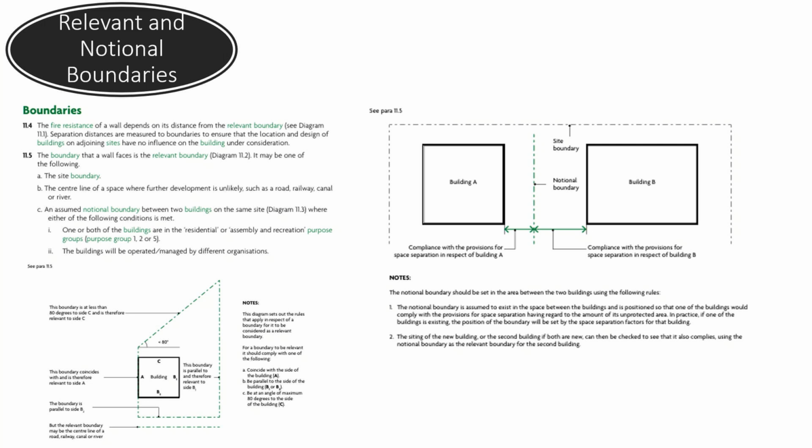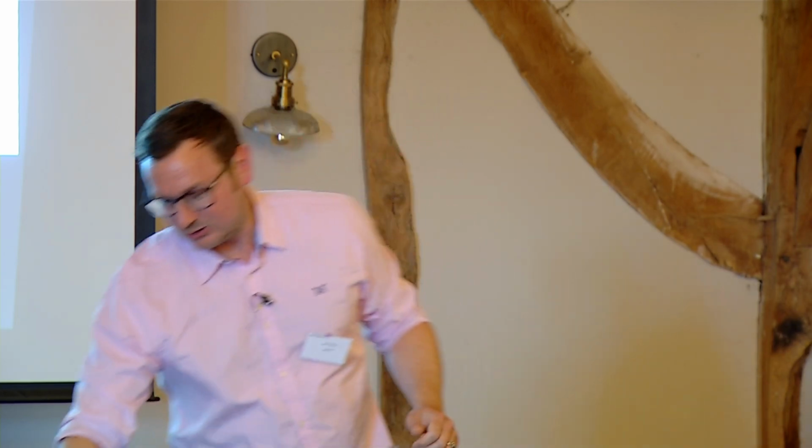So using this building diagram from ADB, if building B had lots of unprotected area on that left-hand side elevation and building A had none, you would shift the notional boundary closer to building A to ensure that both could comply. That's the idea behind it. Of course, when a physical boundary then goes in, then it becomes a relevant boundary and you can't mess about with a notional boundary. Does that make sense? Relevant, notional? Perfect.